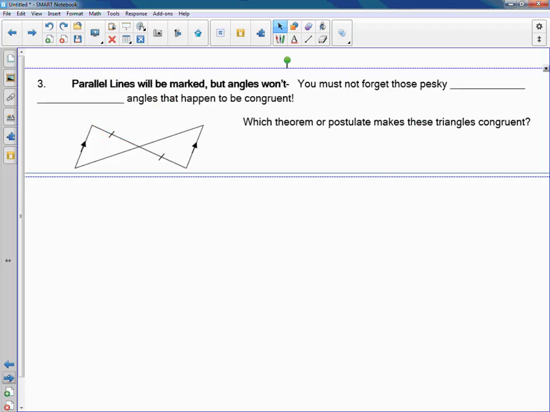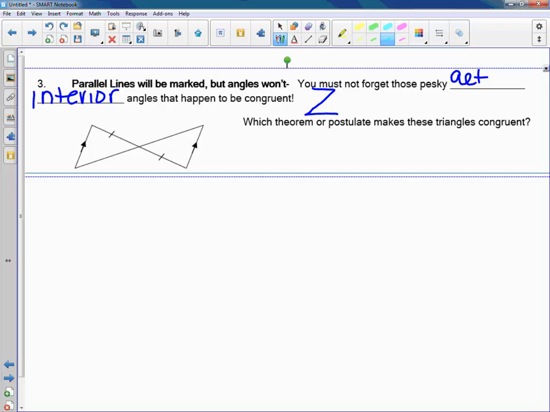Okay. The next one is vertical angles. They will not be marked as well. You must not forget the pesky alternate interior angles. Well, Ms. Nash, I don't know how to do my alternate interior. I look at it as a Z. It's the two angles inside the Z.